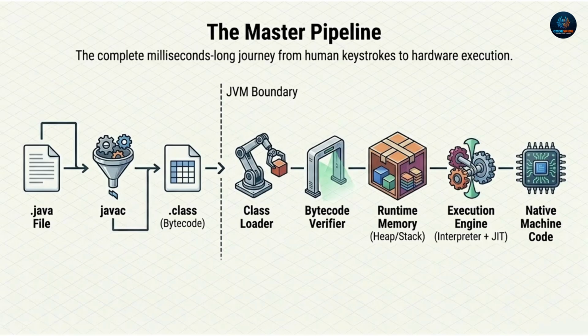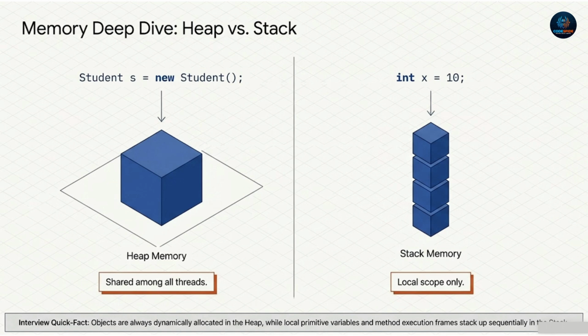Here I missed one slide. This is the memory difference, heap memory versus stack memory. If we write Student s = new Student(), that means object creation. The new Student object is available inside the heap memory and the s is available inside the stack memory. So if we write new Student, it is stored in the heap memory, and heap memory is shared among all the threads. But if we write int x = 10, it is stored inside the stack memory, so it is only accessible within the local scope, meaning within a single block.